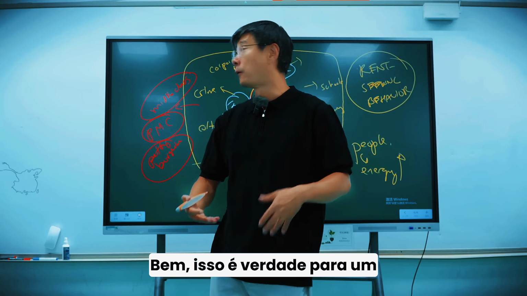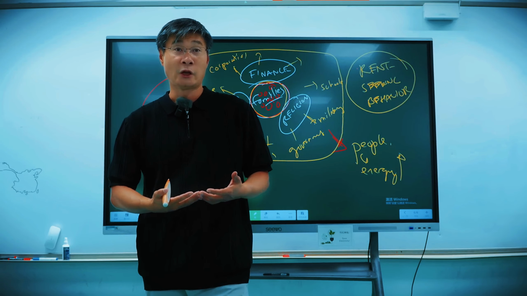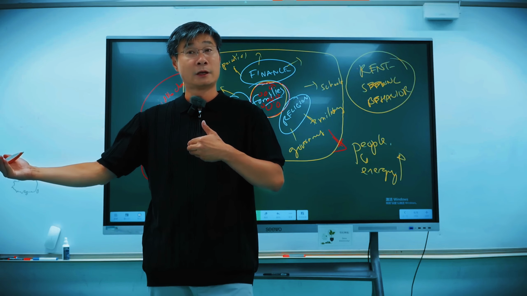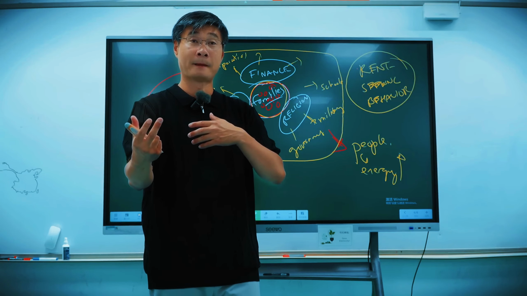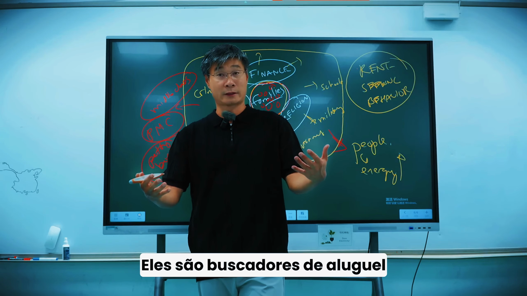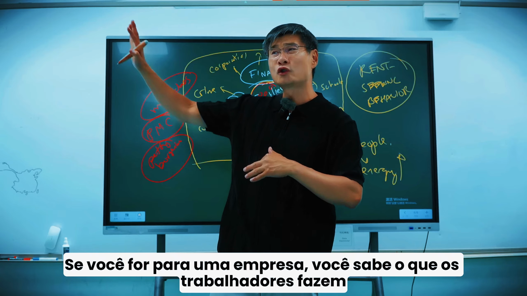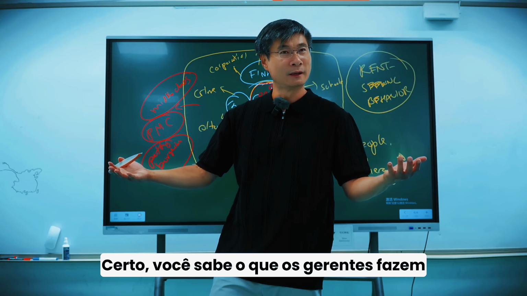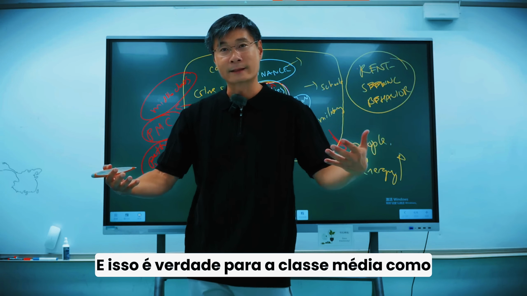Well, this is true for a lot of people. If you are a lawyer, you collect rent because only you can work in the court system. So if you want to sue someone, or if you have a contract dispute, you have to go to a lawyer. The lawyer is collecting rent. And that's what the middle class, the professional managerial class, do. They are rent seekers. Another way of saying this is, guys, if you go to a company, you know what the workers do, right? You know what the managers do? They really don't do that much. And this is true for the middle class.